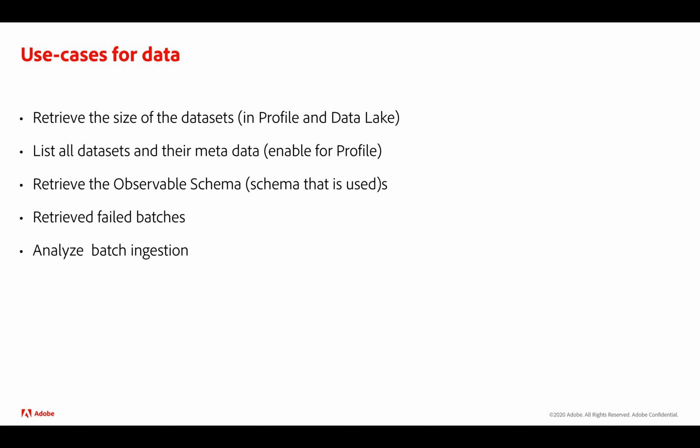The use cases for the data in the catalog are to retrieve the size of the dataset, list all the datasets and their metadata, and, if it's enabled for profile, retrieve the observable schema. We're going to see what that is. You can also retrieve the failed batches or analyze the batch ingestion capabilities.